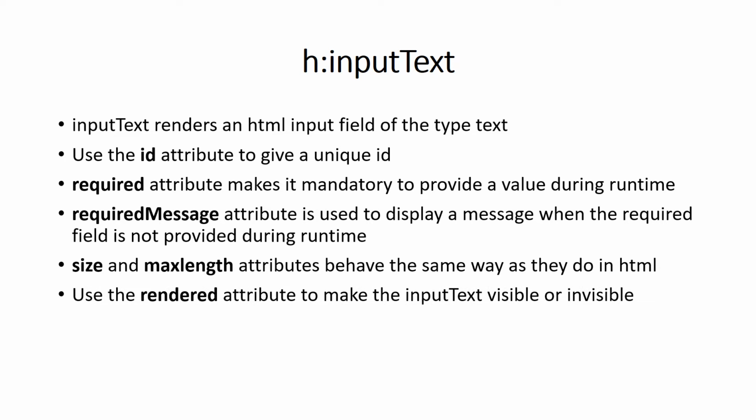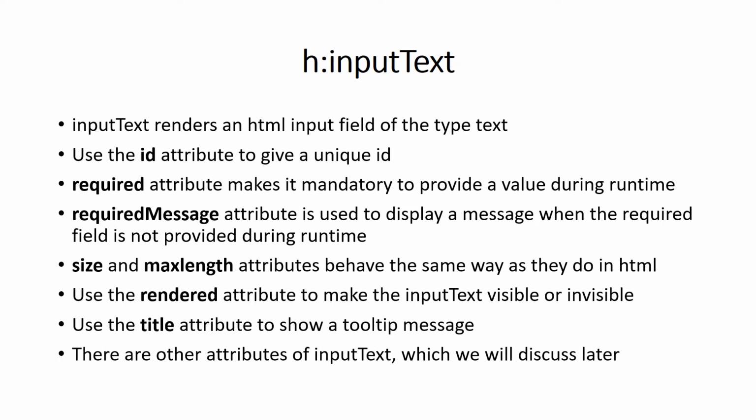The rendered attribute makes the input text invisible if the value of the rendered attribute is false. It makes it visible if the value of the rendered attribute is true. The title attribute shows a tooltip text message. We will not discuss other attributes at this point of time.